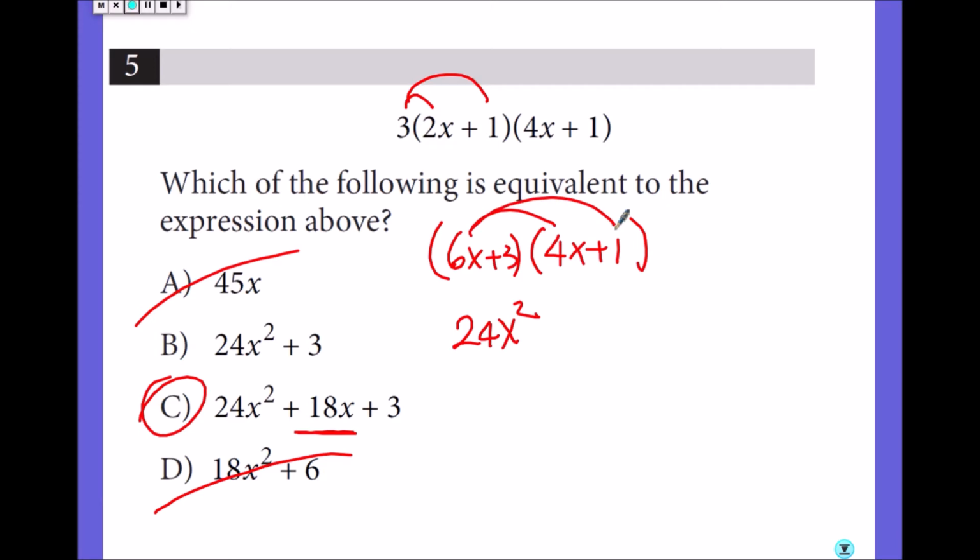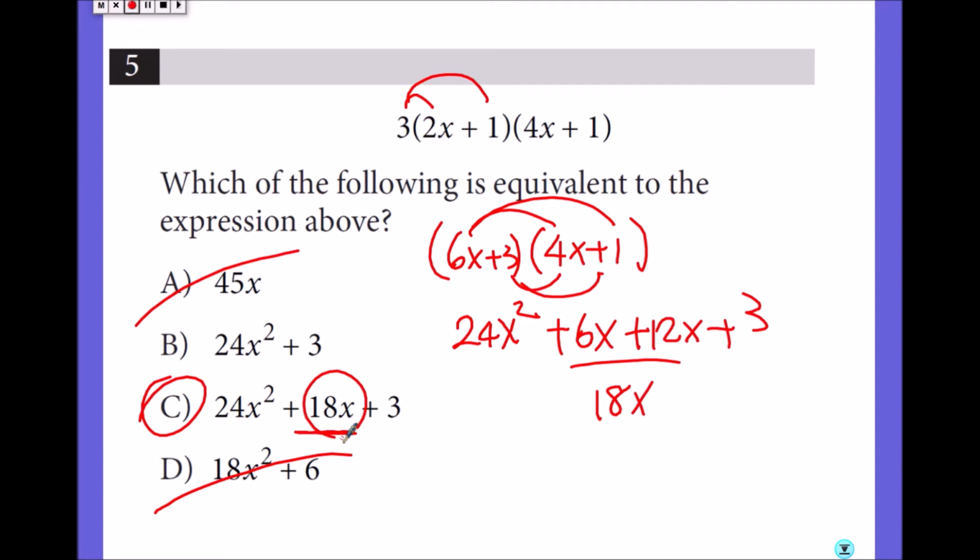So 6 times 1 is 6x. 3 times 4x is positive 12x, plus 3. So I get 18x in the middle. So it has to be 24x squared plus 18x plus 3. C.